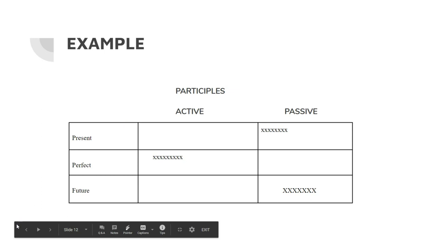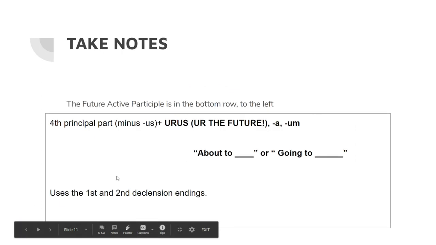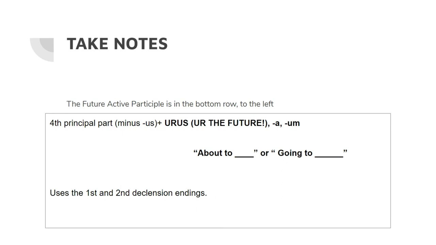Oops, I just went back there. Sorry, guys. Give me a second. Here we go. Okay, so the future active participle. It is also taken from the fourth principal part with a slight adjustment. Remember, you are the future. So we need to have a -ur there at the end. You can think of it as taking off the -us and adding -urus, or you can think of it as just adding a -ur before the ending. But don't forget, -ur is the future. And so that's the clue for forming this and identifying this.